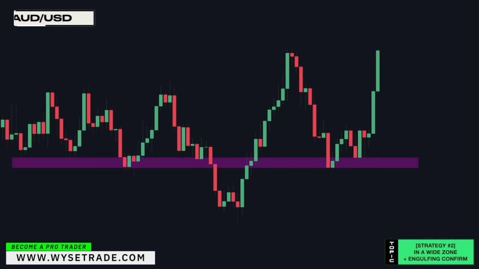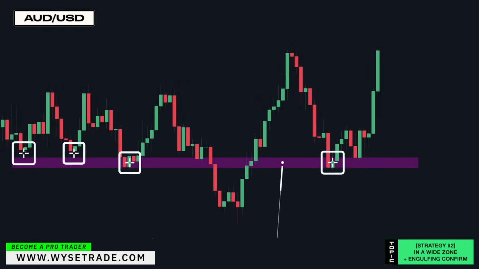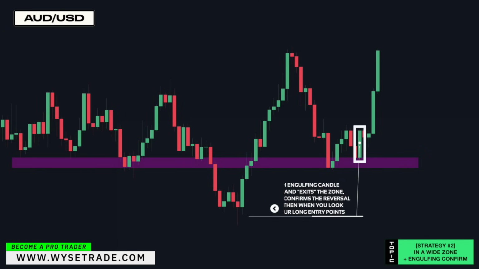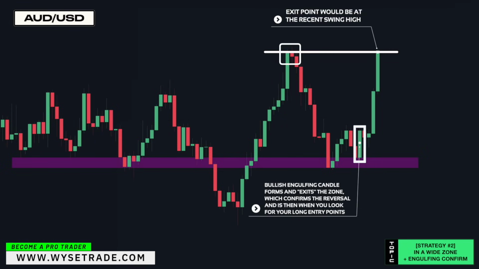This is the Aussie dollar currency pair. These reversal points here create a wide zone. Once price enters the zone, you had a long wick candle form, showing a reaction. You then had the bullish engulfing candle form, which confirms the reversal and is when you would look for long entries. Your exit target 1 is this recent swing high here.